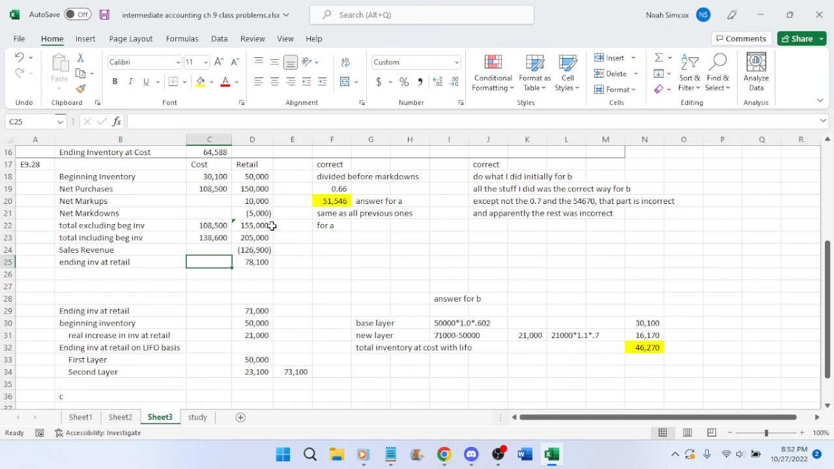Okay, I have net purchases, markups, markdowns, total, excluding beginning inventory. What is the freaking purpose of including that value? Oh, there is a purpose to it. There is a purpose to it. Because you have to do this divided by this equals the 0.7. This is where the 0.7 gets used.